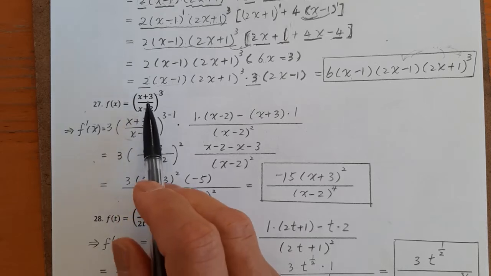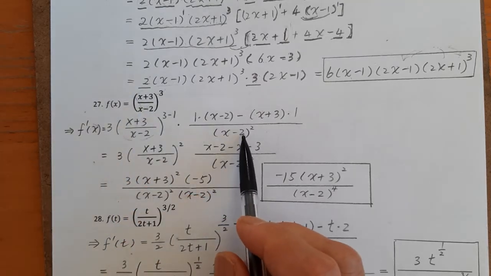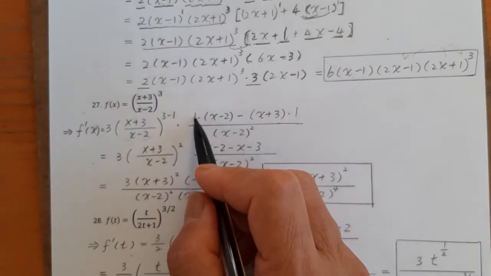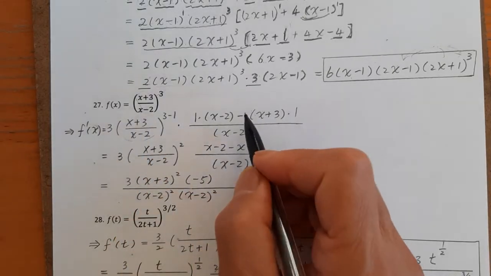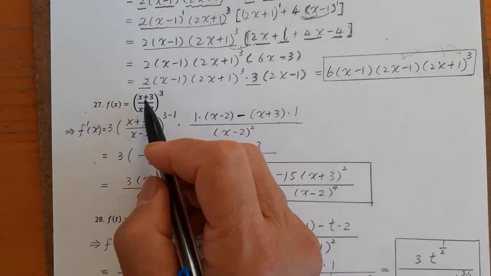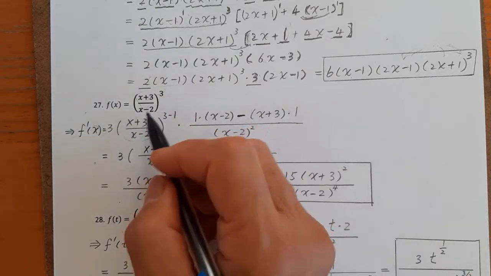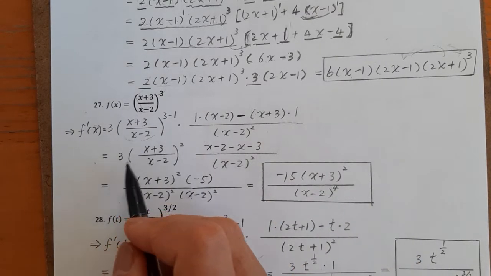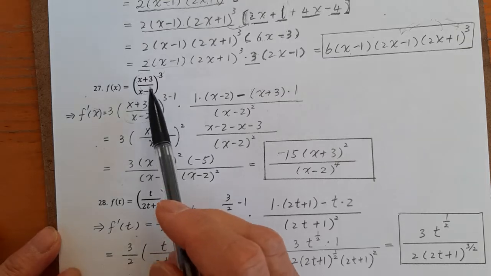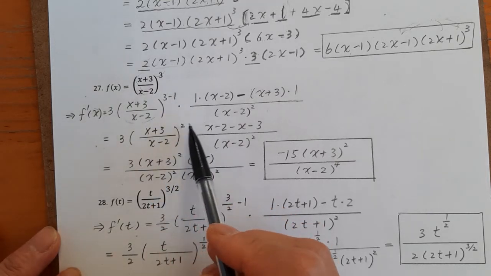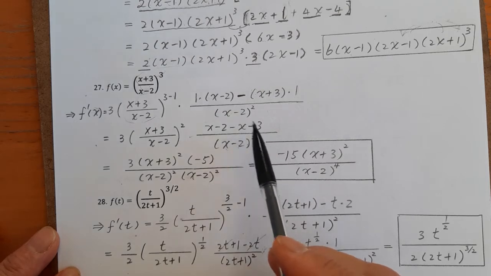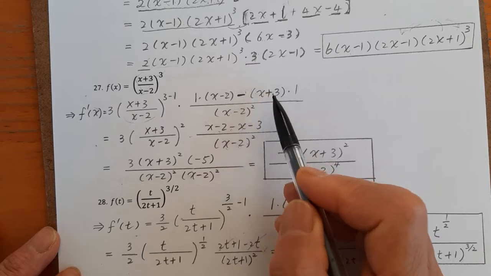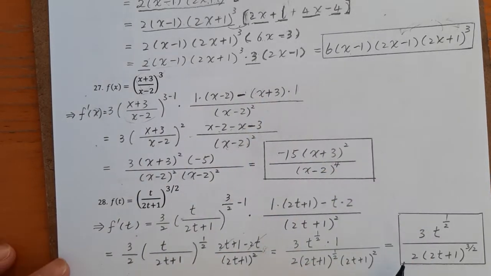Then take derivative of this base: denominator squared, then numerator take derivative, x plus 3 take derivative is 1, times denominator, x minus 2, minus numerator do not take derivative, times denominator take derivative is 1. Then it's a 3, and this base, and 3 minus 1 is 2, times this x minus 2 quantity squared, x minus 2 minus x, then remove the parentheses, plus changes to minus 3.